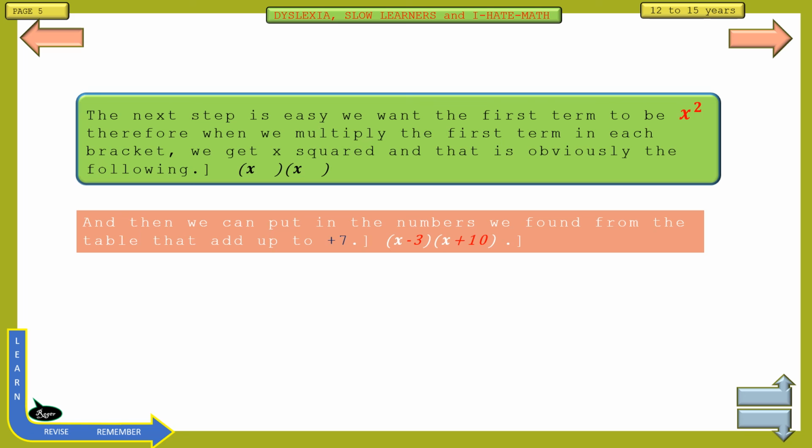But be careful, the negative 3 and the positive 10 are not the answers. The answer is the number that we must make x, such that one or other of the brackets becomes 0.